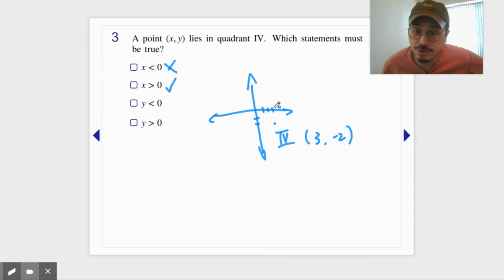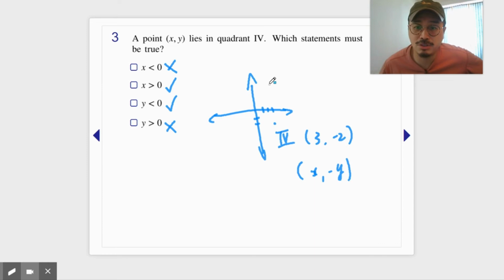Always true, right? Because you're always going to the right first when you try to get to quadrant 4. So you always have to go to the right. That means x always has to be greater than 0, okay? Y less than 0, that is true. And is y bigger than 0? No, that's not true. So in other words, all quadrant 4 points are always positive x, negative y.